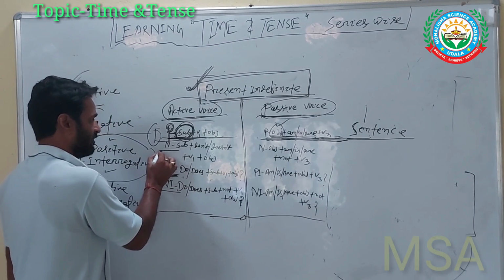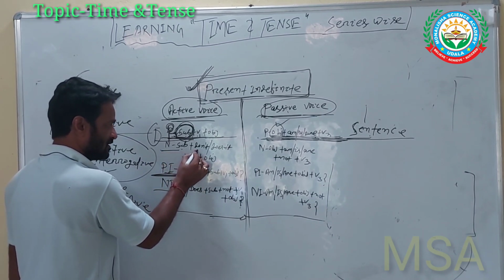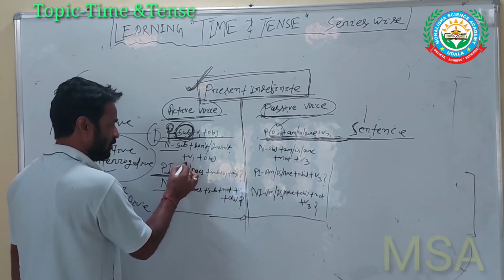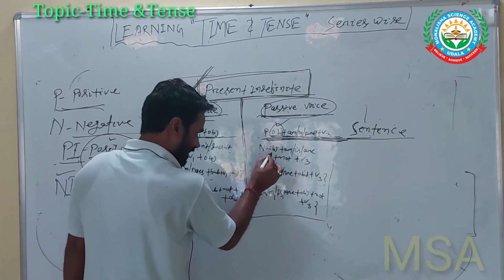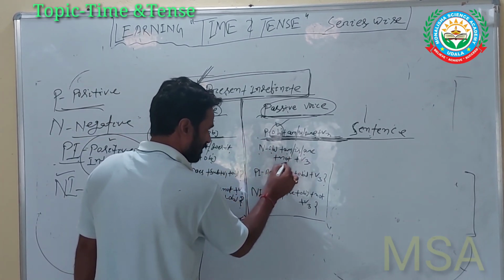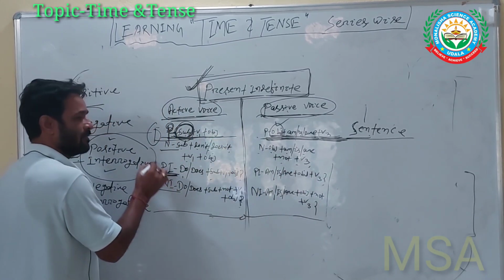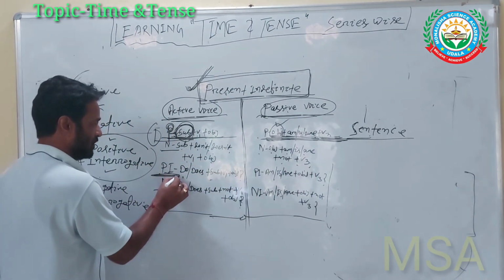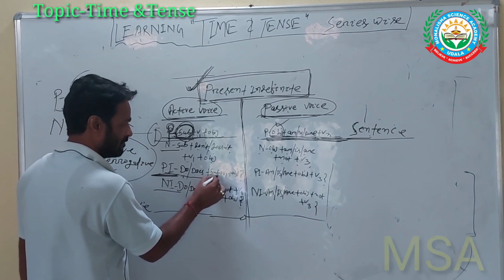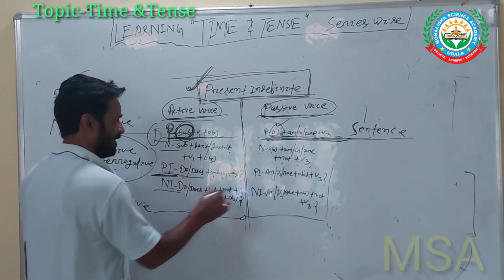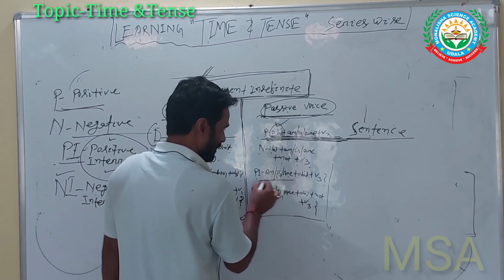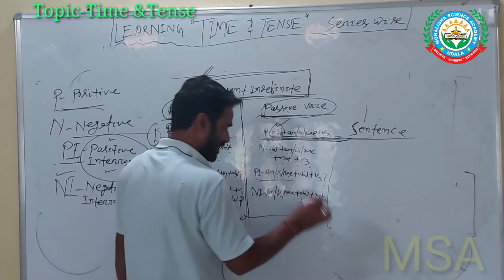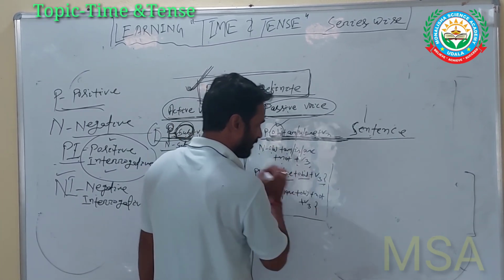In the negative, it is subject, don't or doesn't, plus V1, plus object. Here in the passive voice, object, am, is, are, plus not, plus V3. In the PI, positive interrogative, do or does, subject, plus V1, plus object. And here in the passive voice, am, is, are comes in the beginning, next comes object, next comes V3.